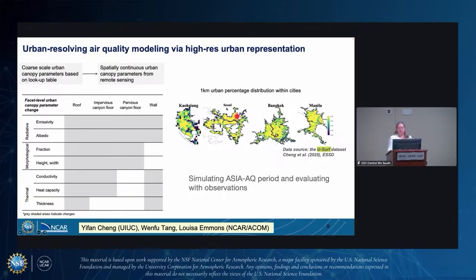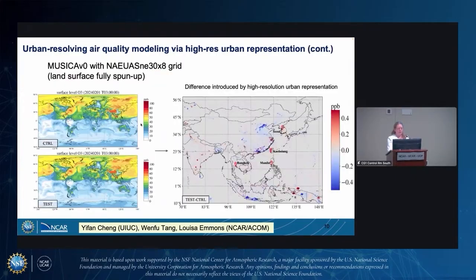But this is really valuable for Asia-AQ, which was really focused on understanding the air quality in these urban regions. So there's a USERF data set that she's implementing, and it changes the thermal, morphological, and radiative properties for things like the roofs, canyon floors, and walls of the buildings within the urban regions. So she has done a little bit of a run already, using the grid I made with the 3 fine resolution regions over North America, Europe, and Asia.